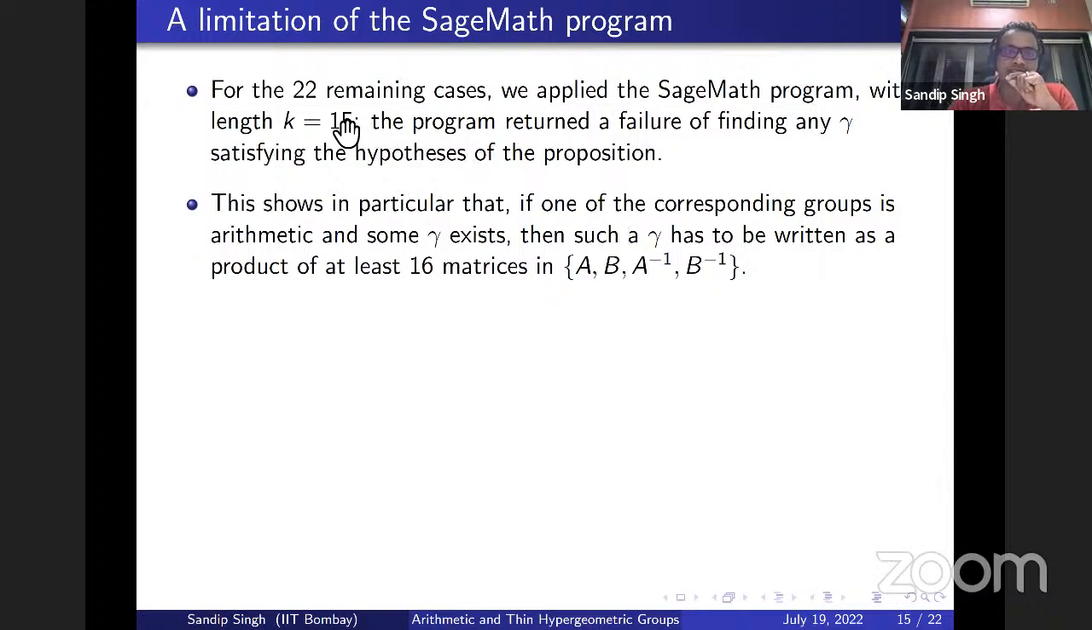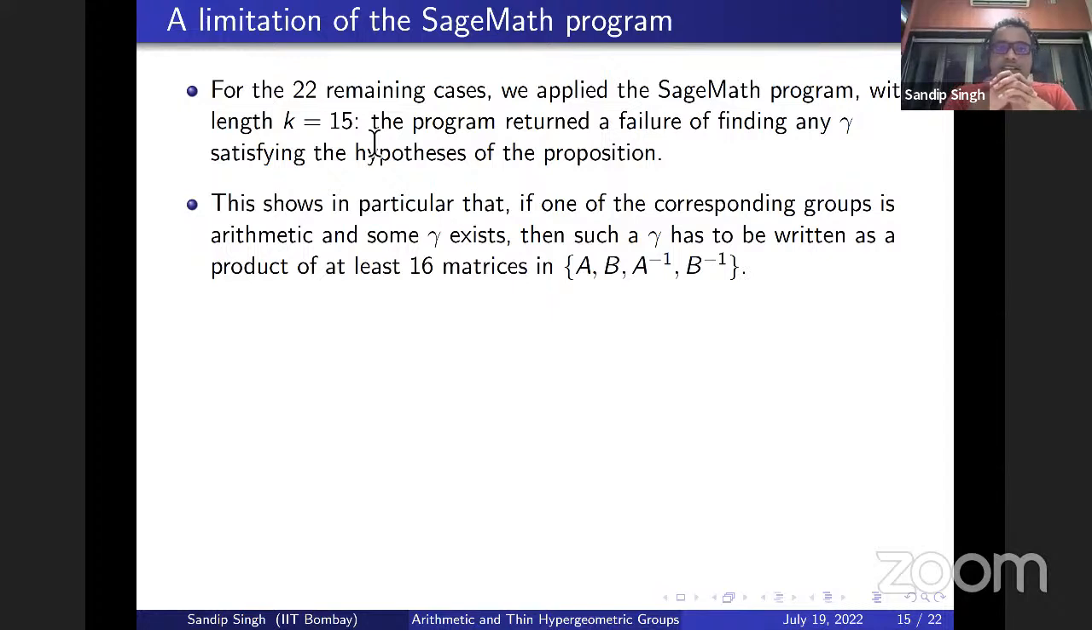Okay? So we just tested for k equal to 15. K can be 1 million also. Suppose in some cases we get k equal to 1 million. It's like the gamma is a word of length 1 million that satisfies the condition of the proposition. Then we get that it is arithmetic.